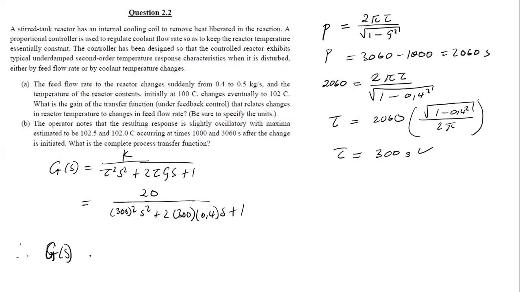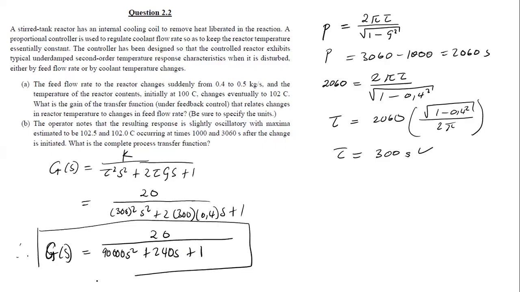G of s is equal to 20 over 90,000 s squared, and then we're going to say 2 multiplied by 300 multiplied by 0.4, we get 240 s plus 1. Therefore, this will be the transfer function. Okay, then I hope that was clear.